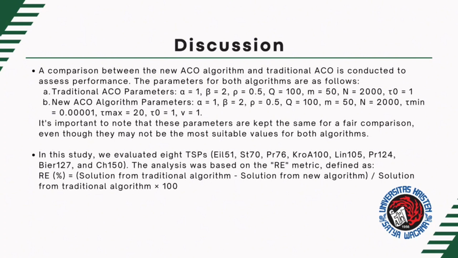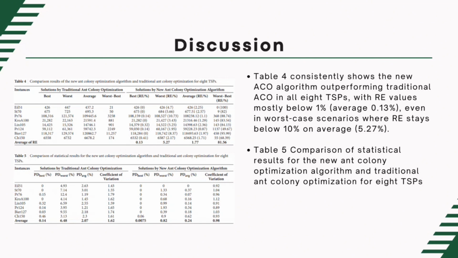In this study, we evaluated 8 TSPs as follows. The analysis was based on the RE metric, defined as RE percent equals solution from traditional algorithm minus solution from new algorithm, divided by solution from traditional algorithm, multiplied by 100. Table 4 consistently shows the new ACO algorithm outperforming traditional ACO in all TSPs, with RE values mostly below 1%, even in worst-case scenarios where RE stays below 10% on average.